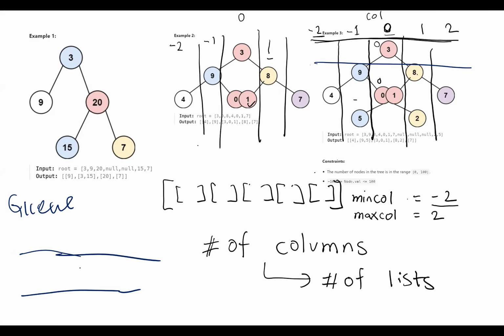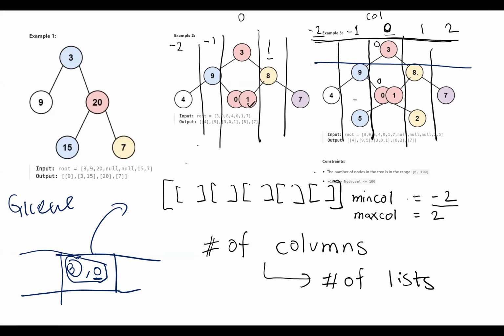So initially in the queue, we'll be pushing this node 3, right? So this is the node and the column index is 0. Okay, so we put it here. And then once we take this out of the queue, we need to know where this one goes, right? So this column 0, which index does it go into?